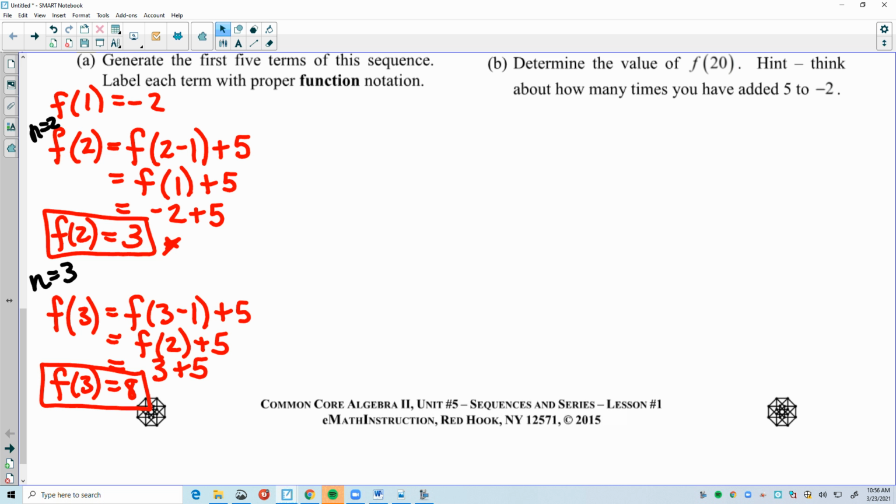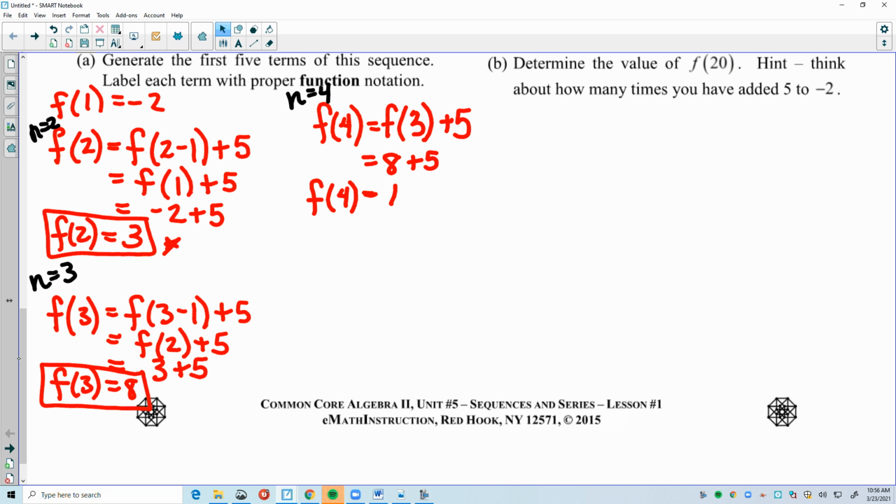Okay, in order to find the next term, the fourth term, keep in mind that means n is 4. We're going to plug in. So if I'm looking at this, it's always doing the term before. That's that recursive idea. So if I'm finding the fourth term, that means I'm going to take the term before it, the third term, and add on 5. So our third term was 8, and I'm going to add on 5. So that means my fourth term of this sequence is 13.